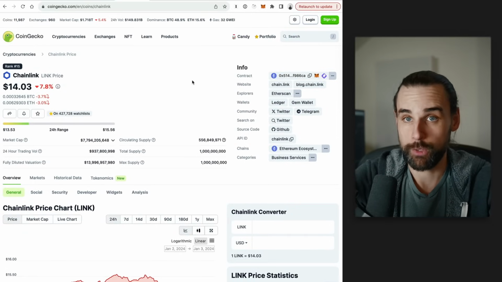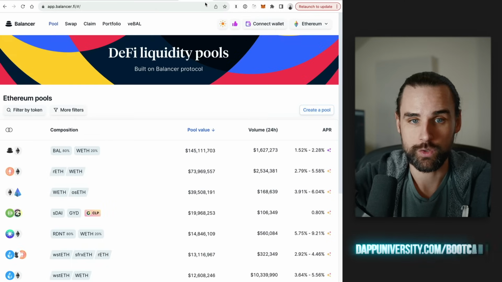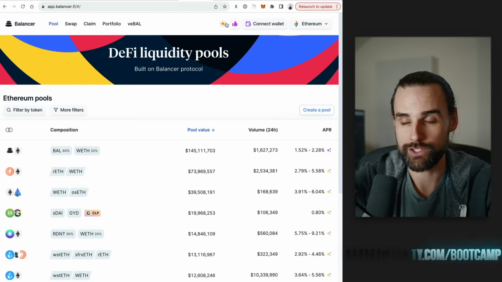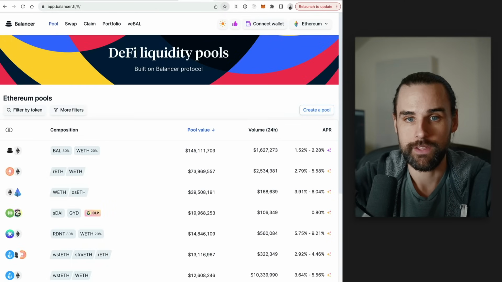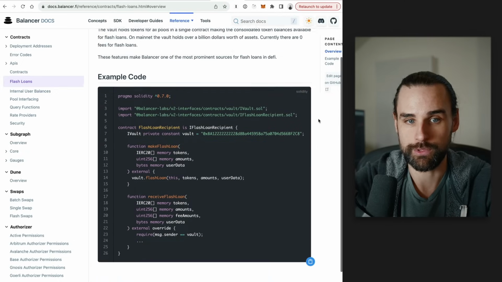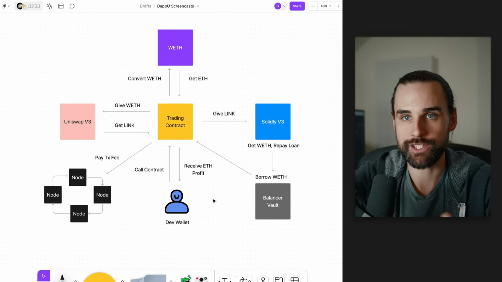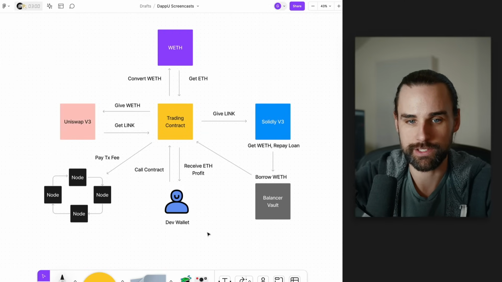Now, in terms of the flash loan provider, who you're actually borrowing money from, this is going to be the Balancer flash loan pool. Balancer is a DeFi protocol and they support flash loans, and you can see the developer documentation right here. This is one of my favorite flash loan providers to use. Now that we have names and faces for everything, let's talk about how this works.